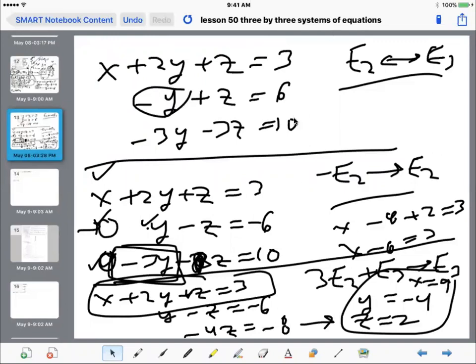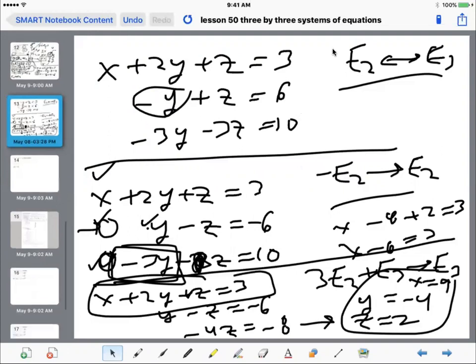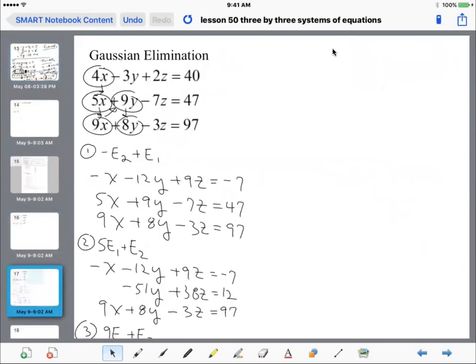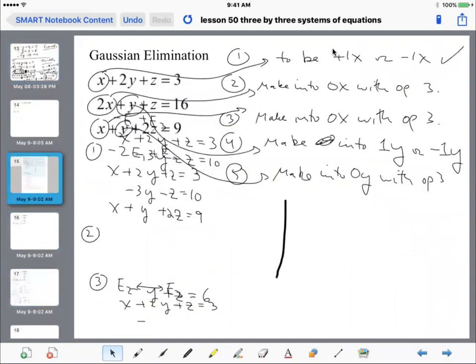9, negative 4, 2. And that's actually today's lesson. I mean, there's practice questions to do for homework. They get pretty complicated, but that's the basic idea, this 5-step process.